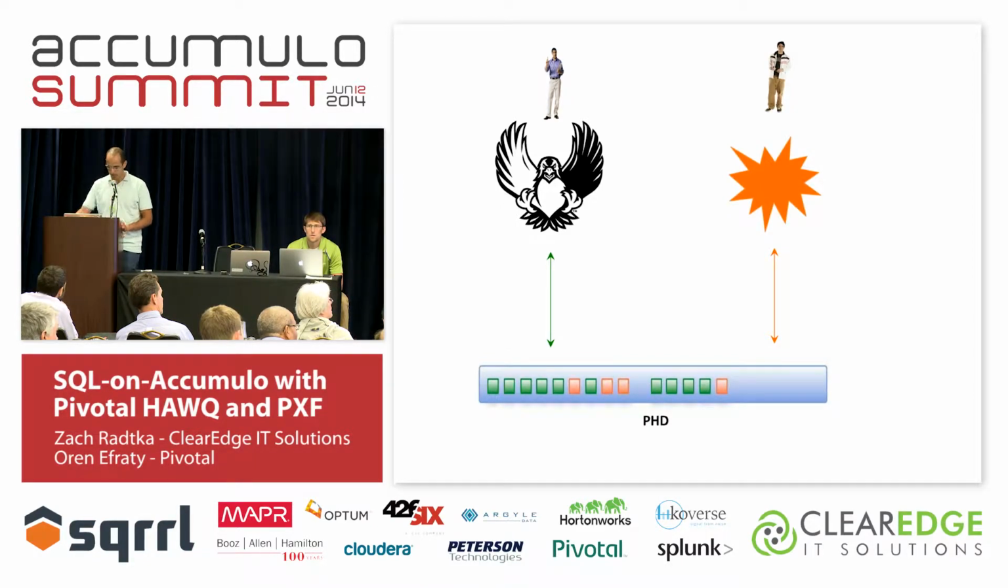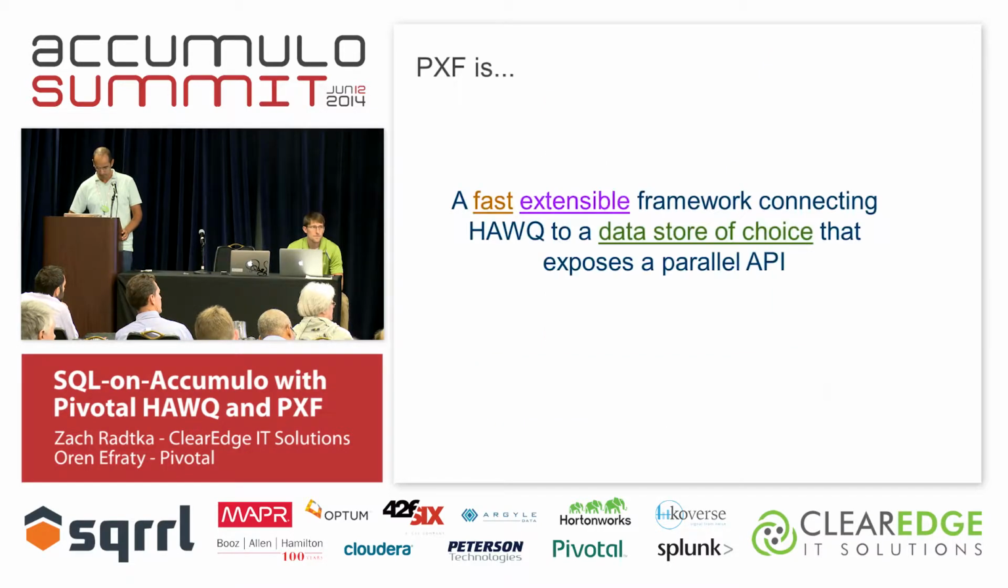So HAWQ runs on top of Pivotal Hadoop distribution. The distribution stack includes HDFS, Hive, HBase, Gemfire, and others. And of course, you can also install and run Accumulo on top of it. Most of the stack models use their own proprietary data formats and metadata. And as a result, it is difficult for other systems to access that data.